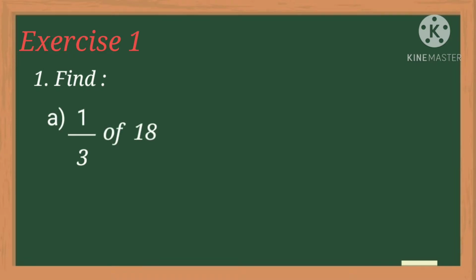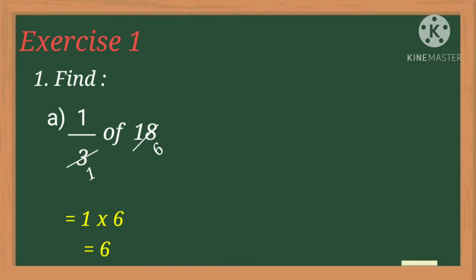Now let's see the exercise questions. Find the first one, 1 by 3rd part of 18. So 3 ones are 3, 3 sixes are 18. So that 1 into 6 is 6.